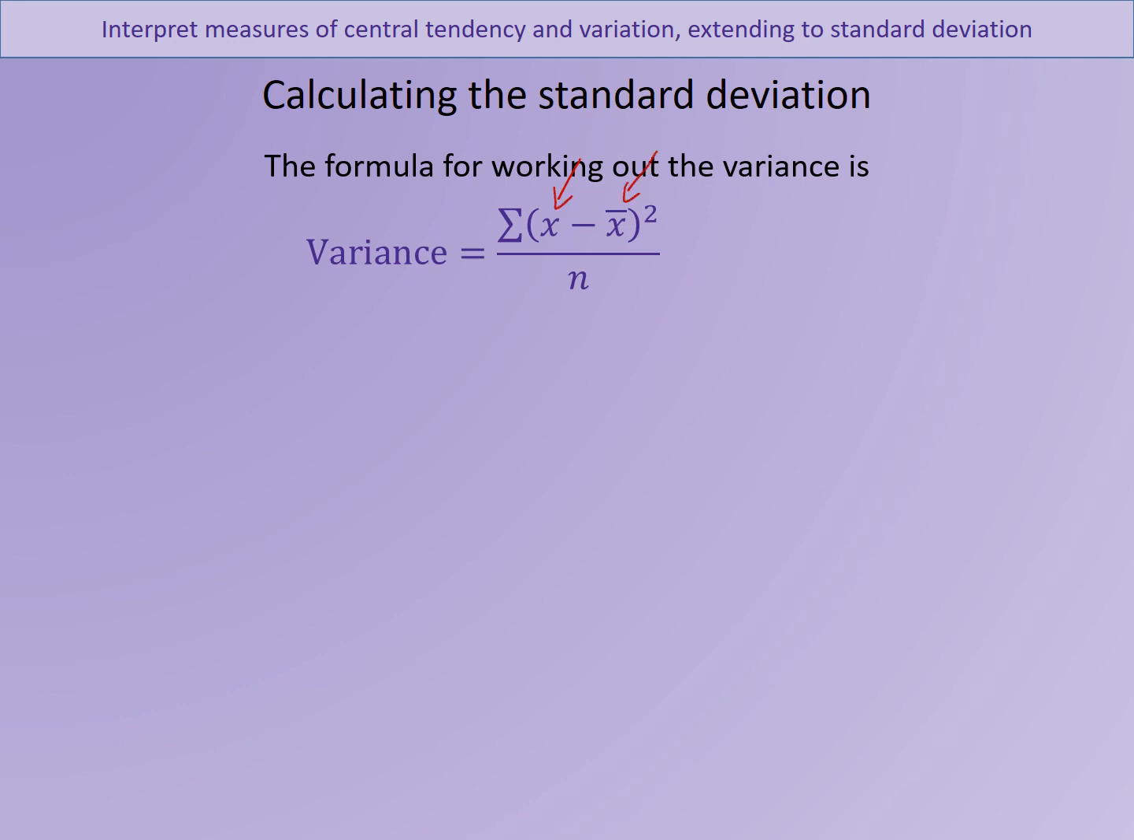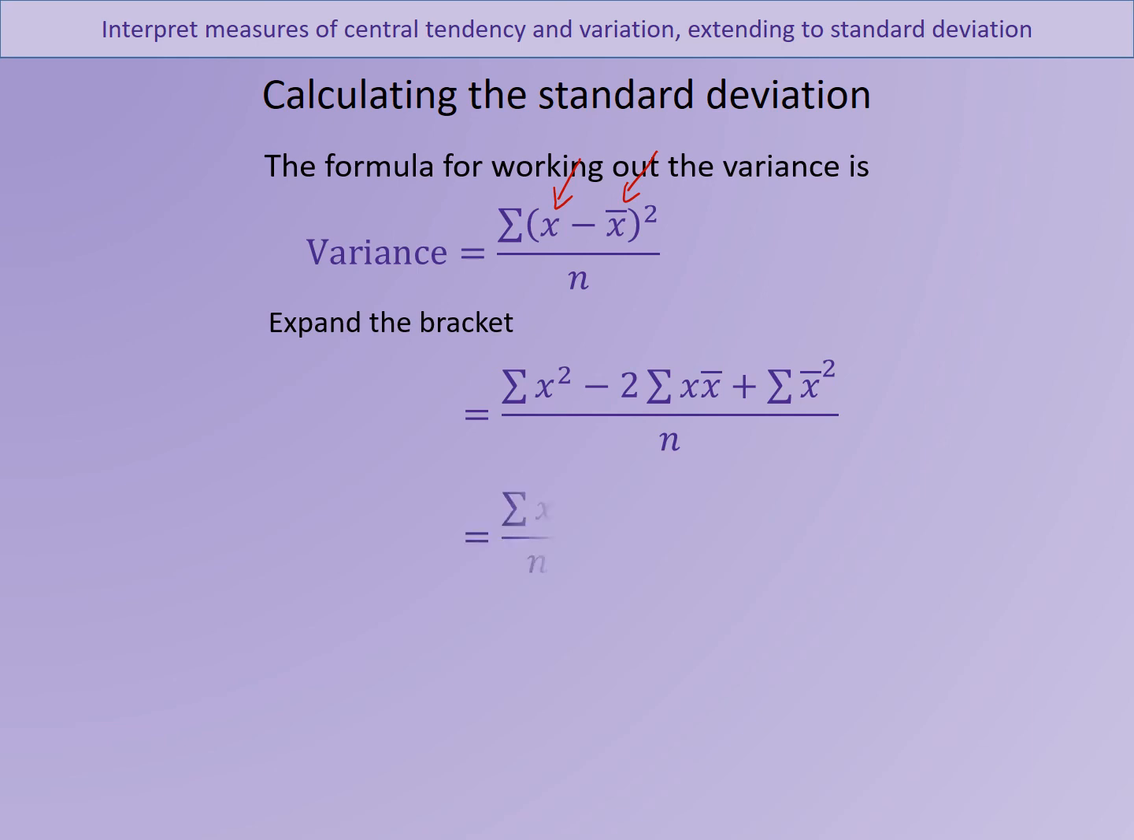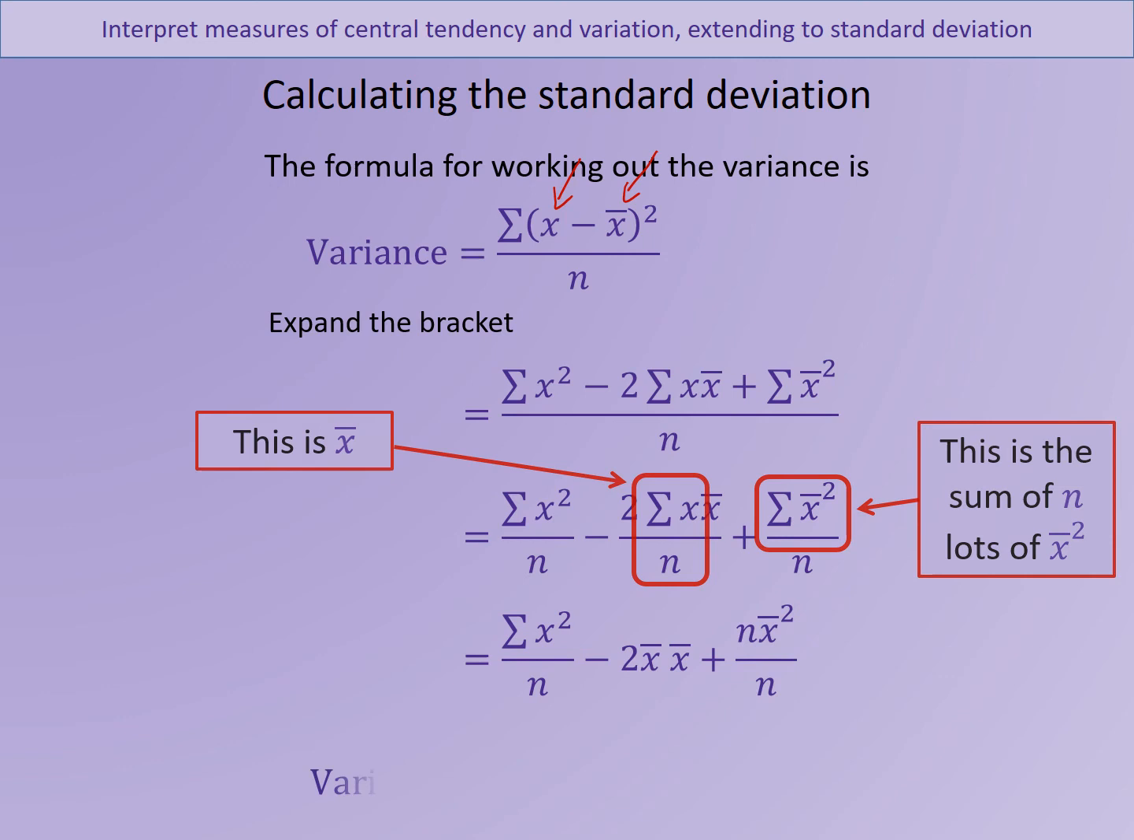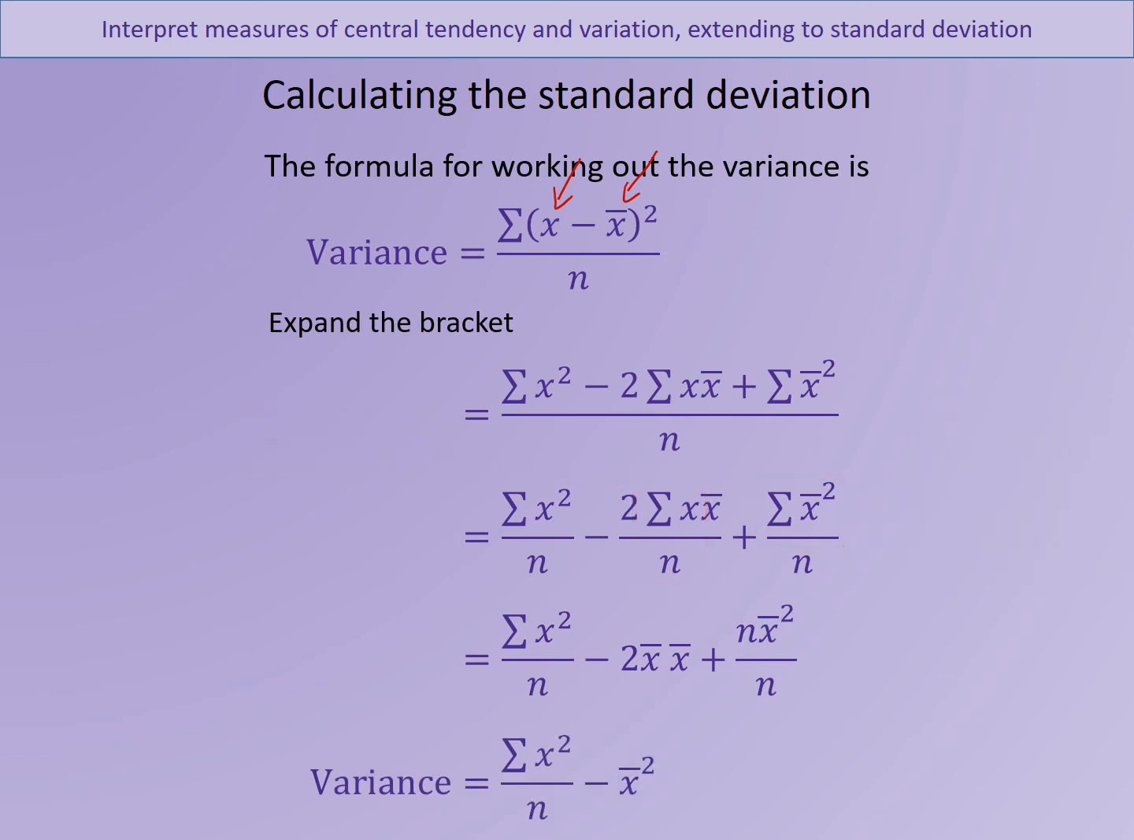So that's what we did in that previous example. We take our data points, we work out the difference between the data point and the mean, we square them and then add them all together and divide them by how many pieces of data there are. Now if we were to expand this bracket, and you don't need to worry too much about this idea, essentially this leads to a second equation.